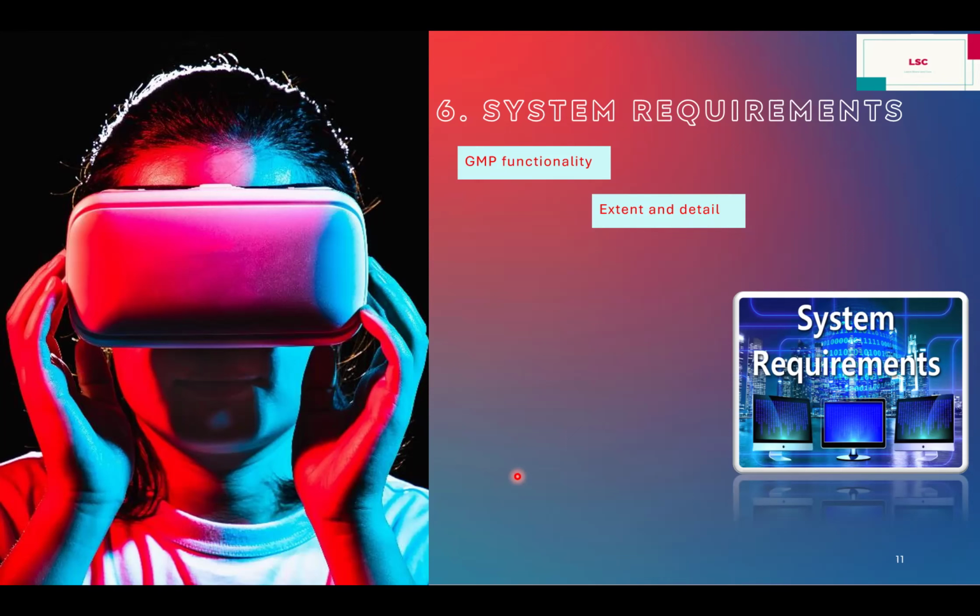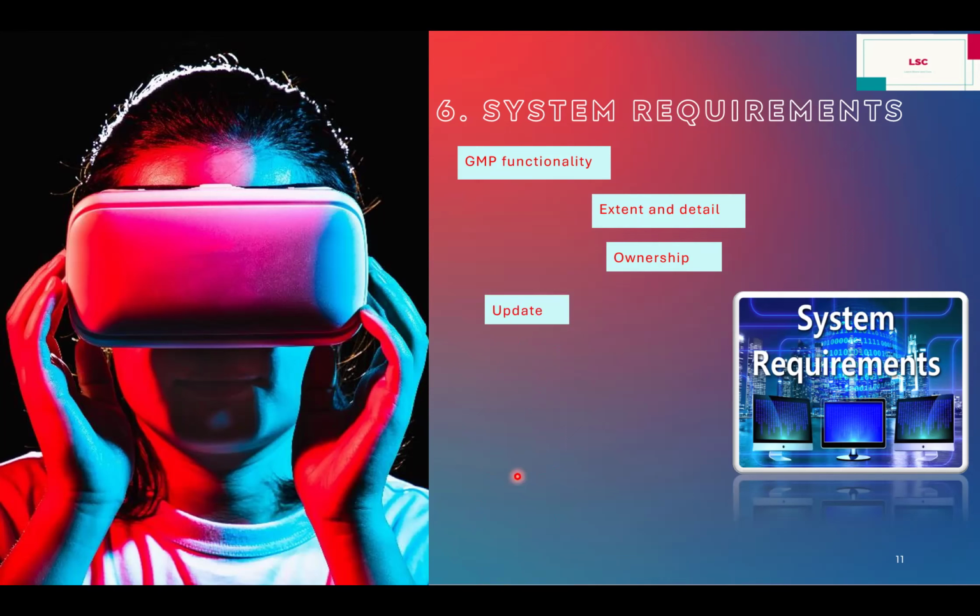Next is ownership. As we already discussed, whatever system we implement, like a SaaS system or an off-the-shelf system, the regulated user should carefully review each and everything, because ultimately ownership lies with the regulated user only.